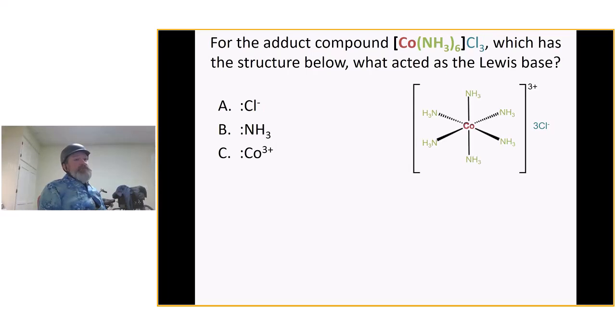Now let's look at this bad boy. Here we see a complex ion, that's what this is called right here, with its counter ions. And my question to you is, which one of these guys is acting as the Lewis base? This is essentially our adduct that is the end result of the Lewis acid-base reaction. Ready? Go!